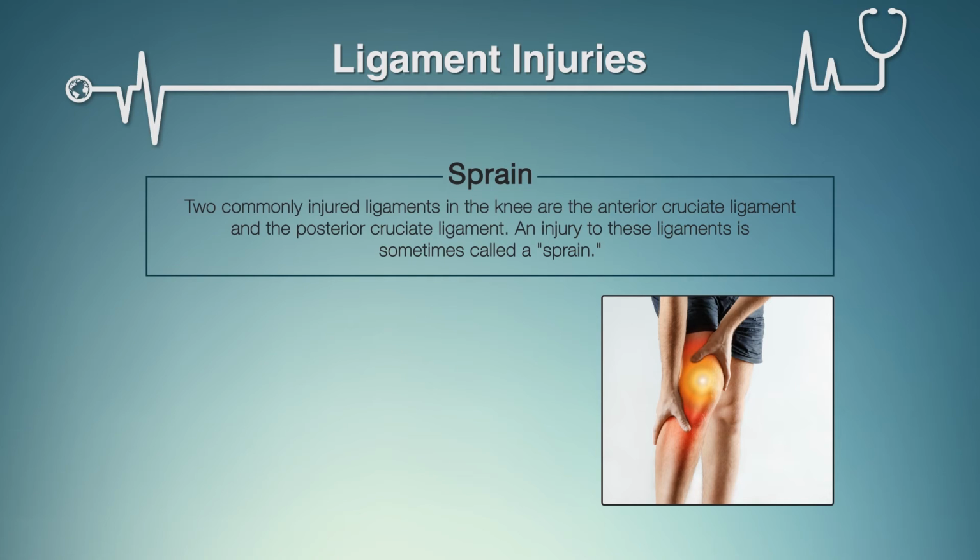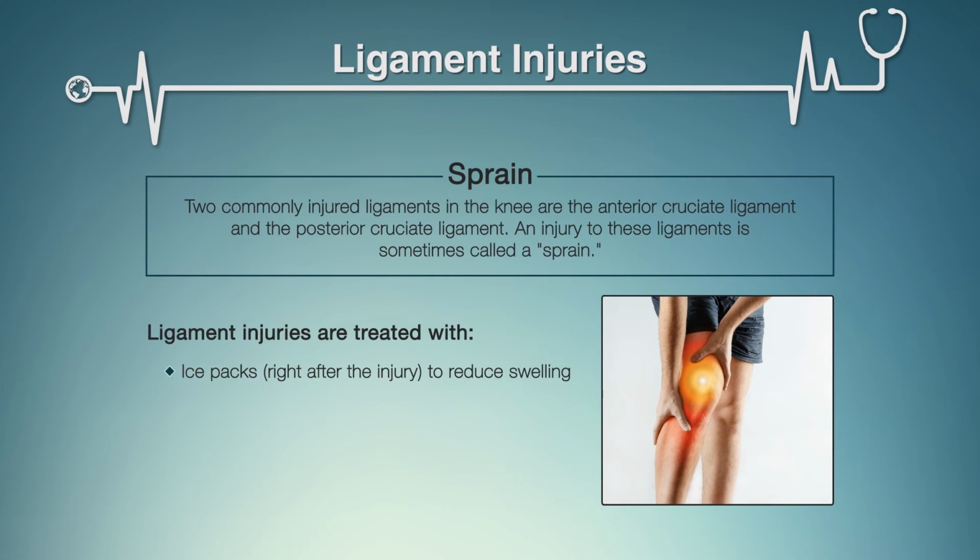These blows frequently occur in sports such as football or hockey. Ligament injuries are treated with ice packs immediately after the injury to reduce swelling, exercises to strengthen muscles, a brace or surgery for more severe injuries.